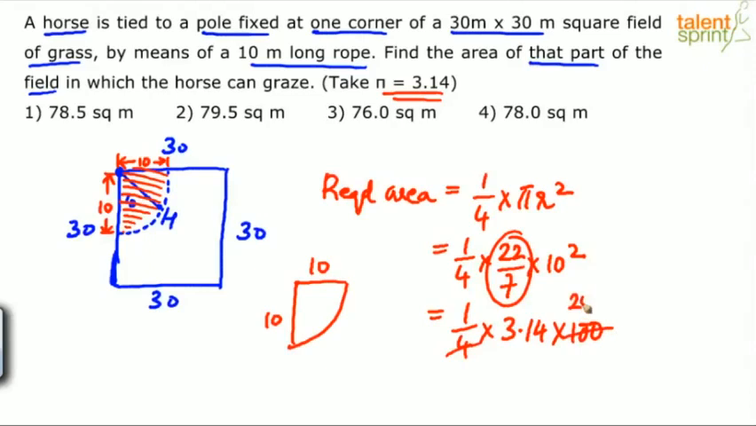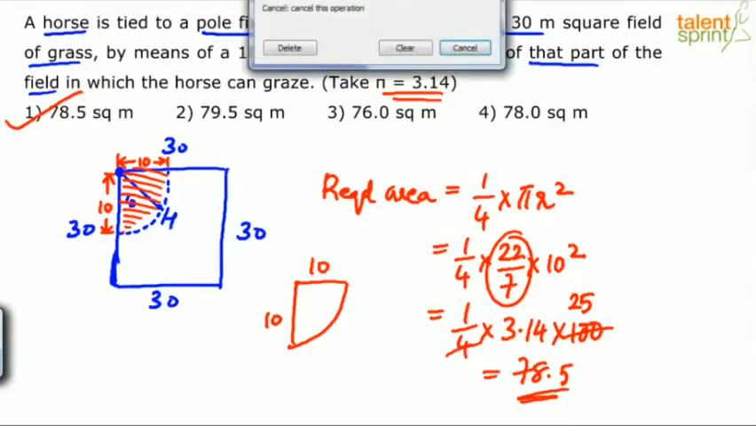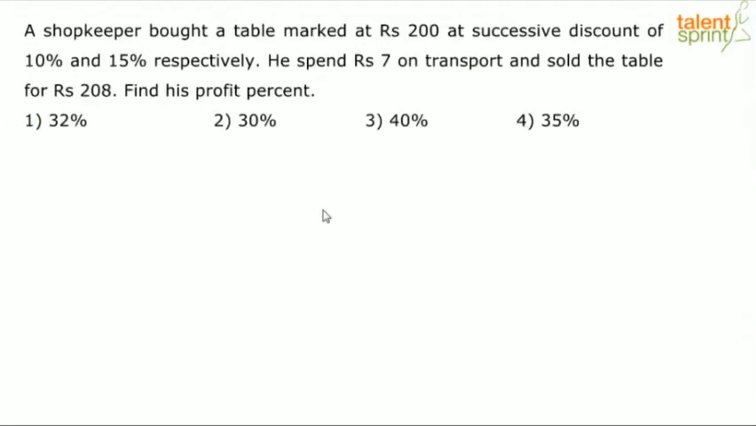So 4 cancels 25 times here. Then 3.14 into 25: 75 plus 0.14 into 25, how much is that? 3.5. So 75 plus 3.5, 78.5 is the answer. Option 1, because we are talking about the red shaded area, right? 78.5, area shaded in red. So 78.5, option 1. All right. I think these are simple questions compared to what we had solved in the beginning of the paper.